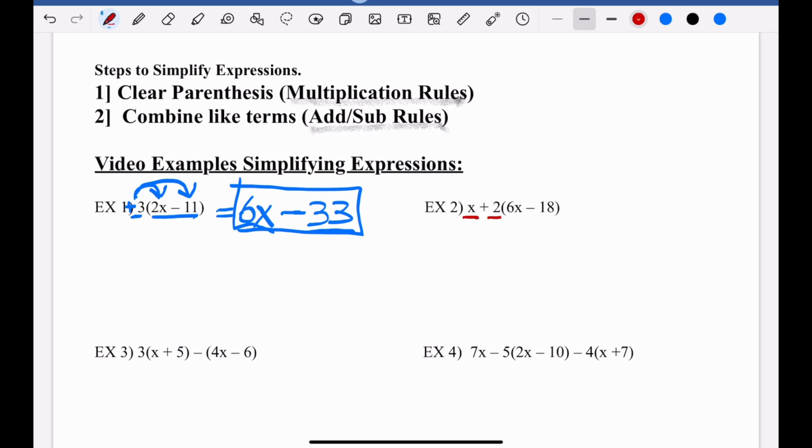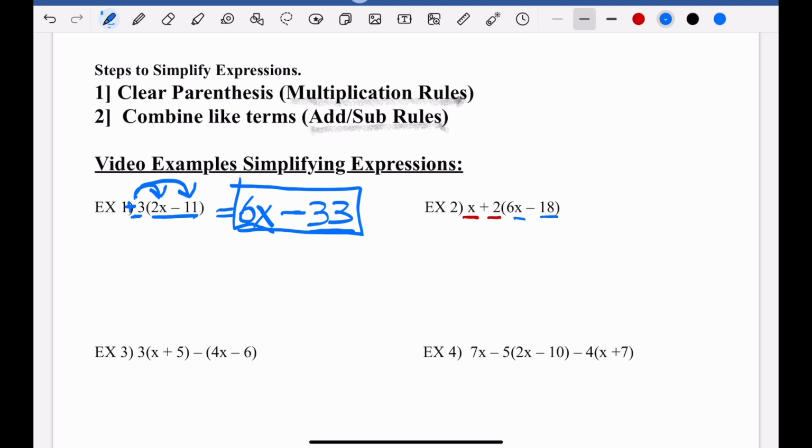I have a positive 1x and a positive 2, and I have two terms inside the parentheses, and I want to simplify this expression down to two terms, a variable term and a constant term. The first thing I have to do is get rid of this parentheses, and notice that I multiply by the number connected to the parentheses, which is not this x, it's the plus 2.